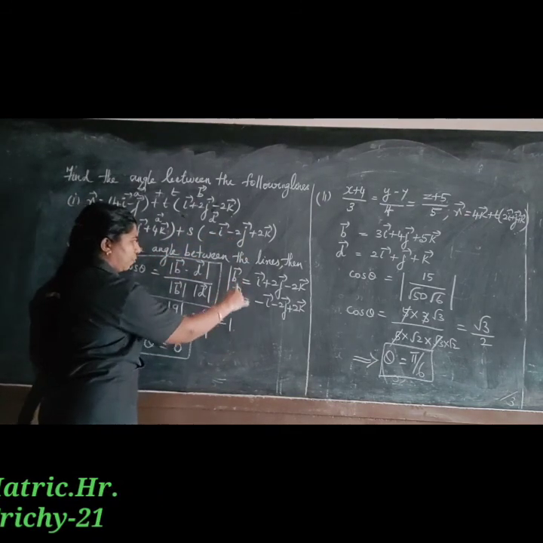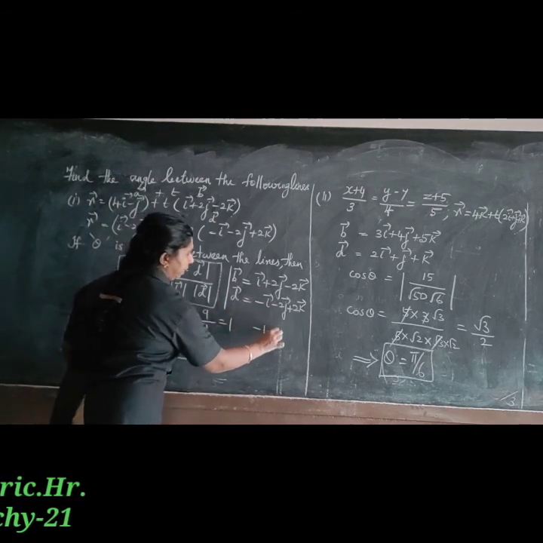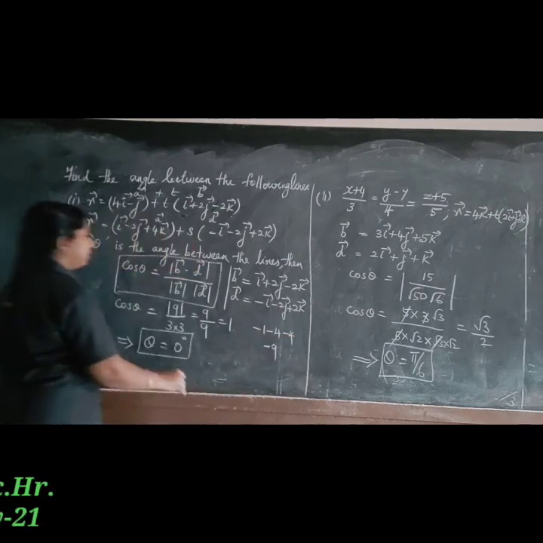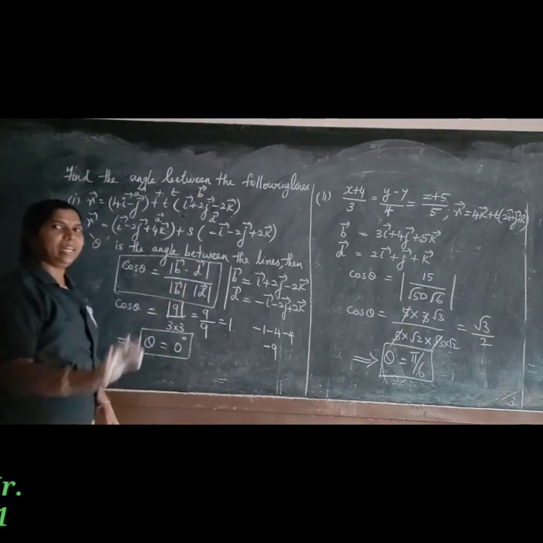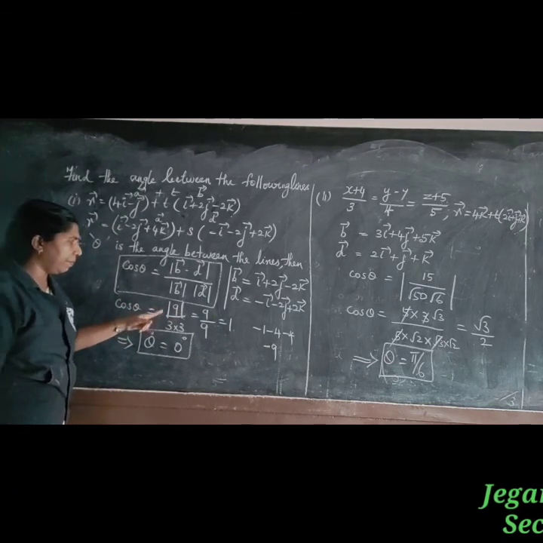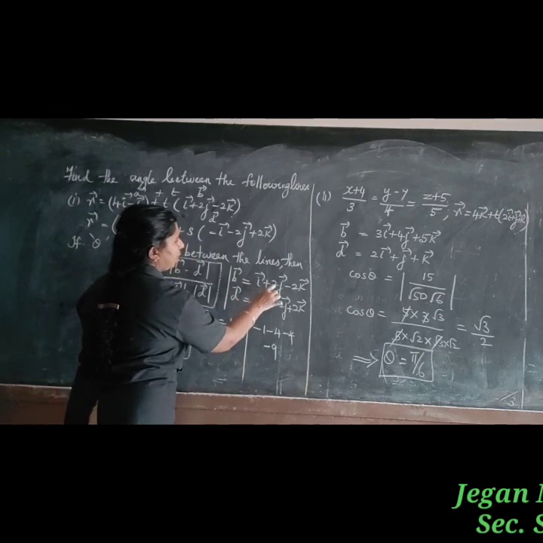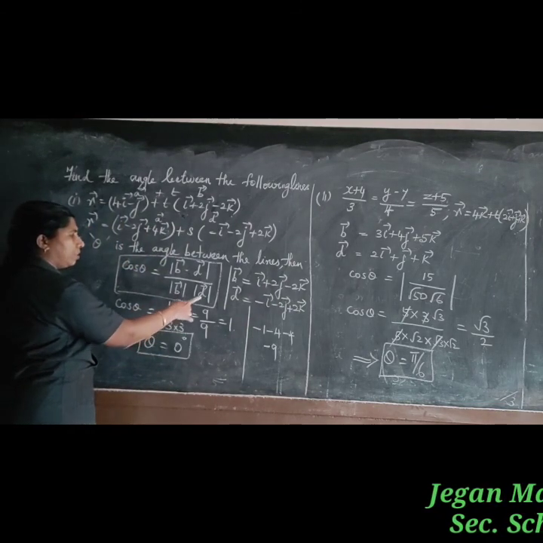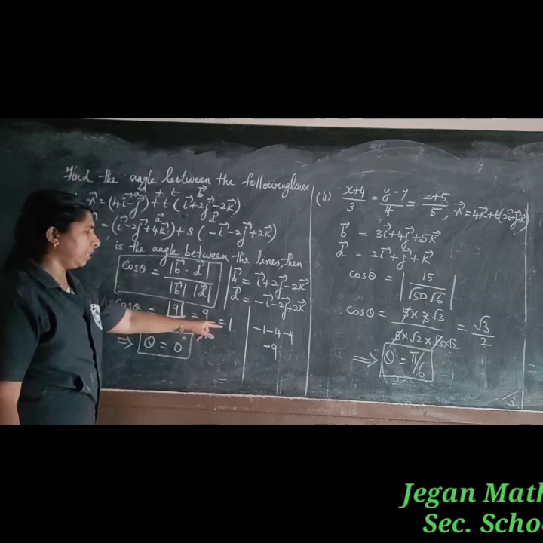The dot product of B and D, here you get minus 1, minus 4, minus 4. So minus 9. Since it is given modulus, minus or plus, we will consider only the positive one. So modulus of 9 divided by modulus of B. Modulus of B means what? Square root of 1 plus 4 plus 4, square root of 9 is equal to 3. Same way modulus of D is equal to 3. Therefore 9 by 9 is equal to 1.